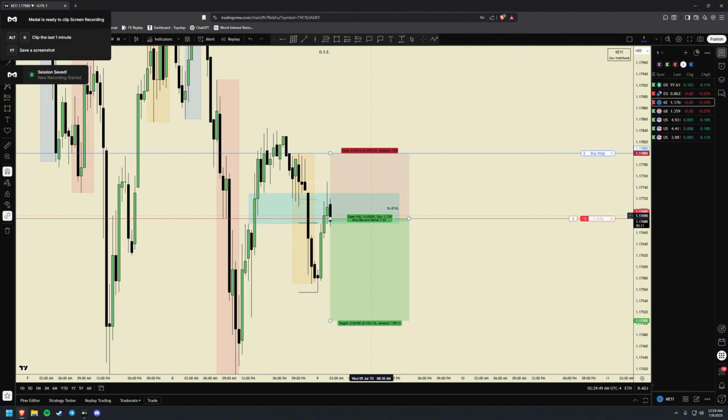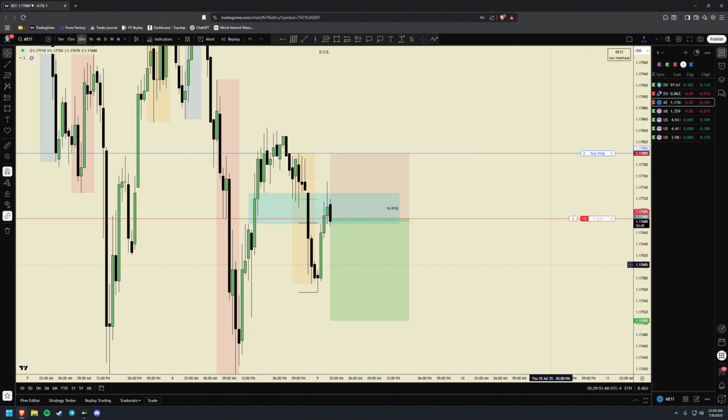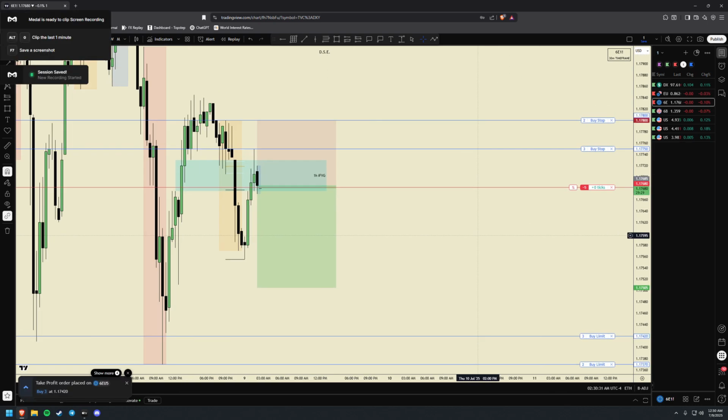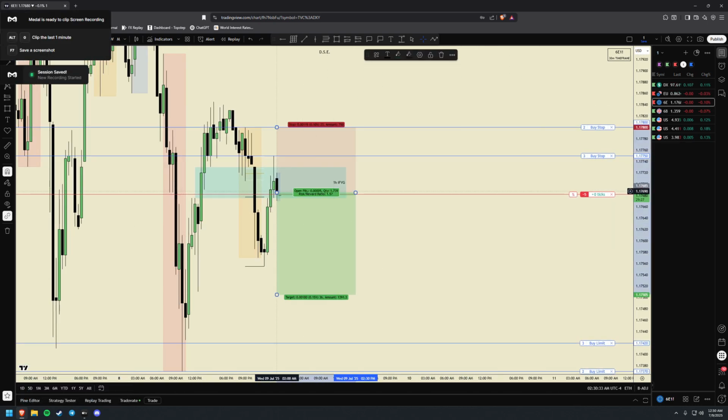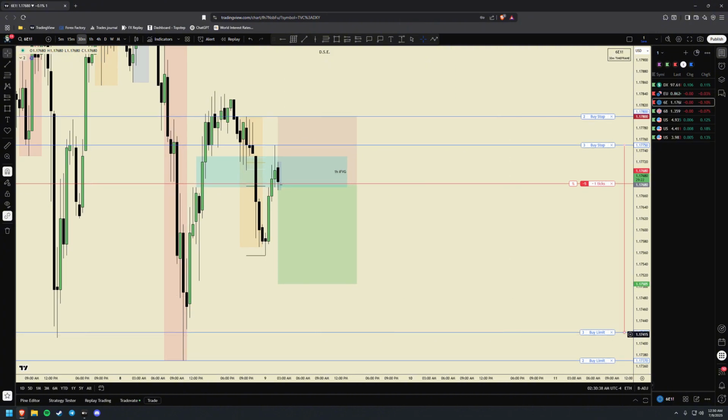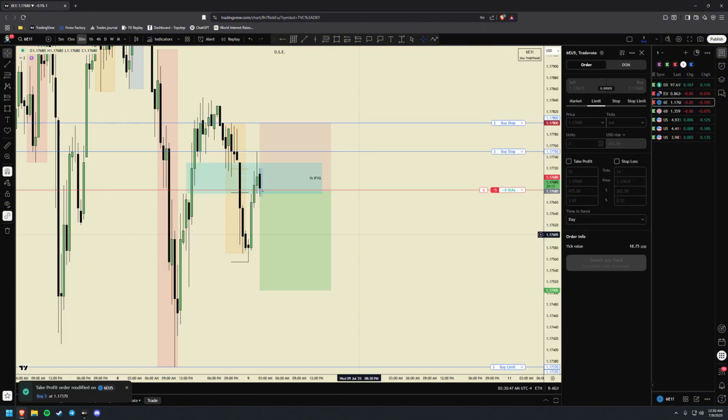Alright, it's looking like the 30 minutes is about to close. If it engulfs this candle, then I'm going to add another position with the stop loss at this high. Alright, I just added the position, and wait, let me move my take profit. And now we wait and see.